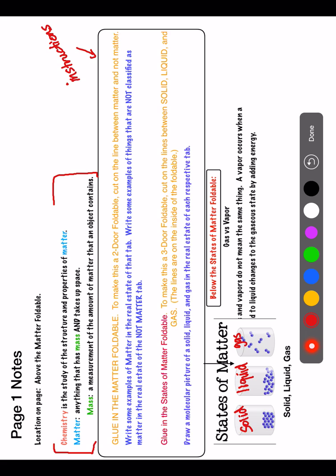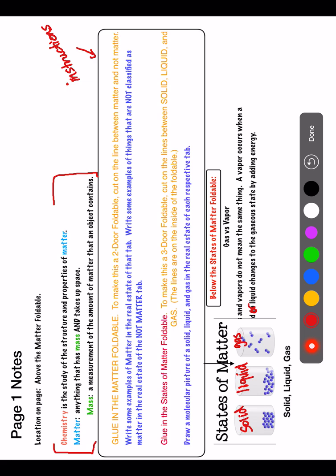Now below the states of matter foldable, you want to write gas versus vapor. Gas and vapors do not mean the same thing. A vapor occurs when a solid or liquid changes to the gaseous state by adding energy. So that's going to go, and that should finish off your page 1.